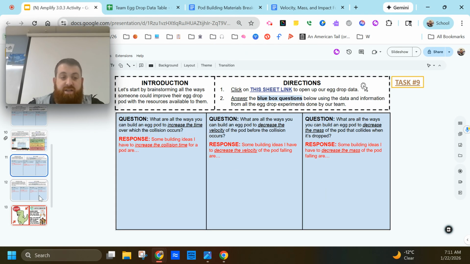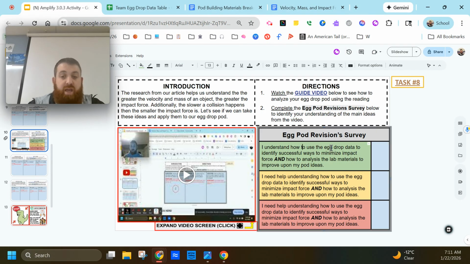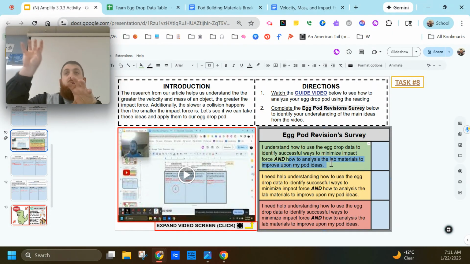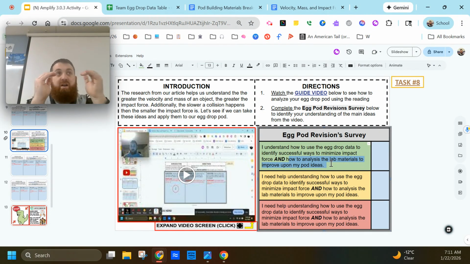Those are our two tasks, tasks 9 and 10. Task 9 is where we look at our egg drop data and identify all the successful ways to minimize impact force. So what were those successful pods? What were those unsuccessful pods? What did they do? Task 10 is where we look at how to analyze the lab materials to improve upon your pod ideas. So that's where you compare your pod ideas to the material breakdown list and to all those other pods that were successful and unsuccessful, and identify the specific changes you can make to minimize impact force. So go ahead and put your X in green, yellow, or red. Reach out if you have any questions, and good luck.